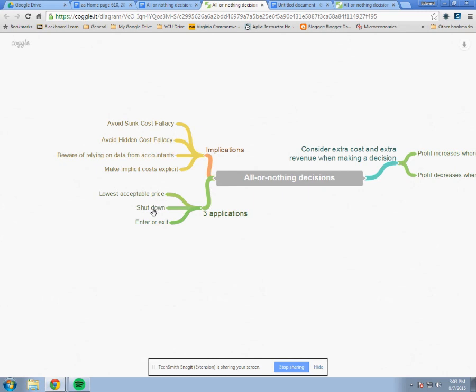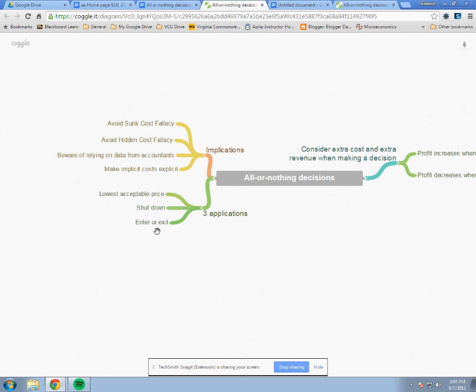When should you shut down a firm? Shutdown is when your firm closes in the short run, even though it's got some fixed costs it must still incur. The relevant cost is the average variable cost or variable cost, and the relevant revenue is price or total revenue.